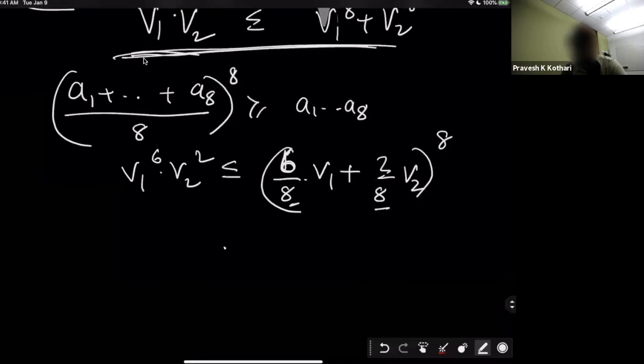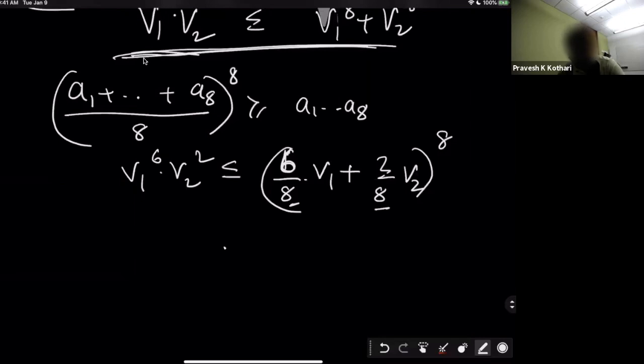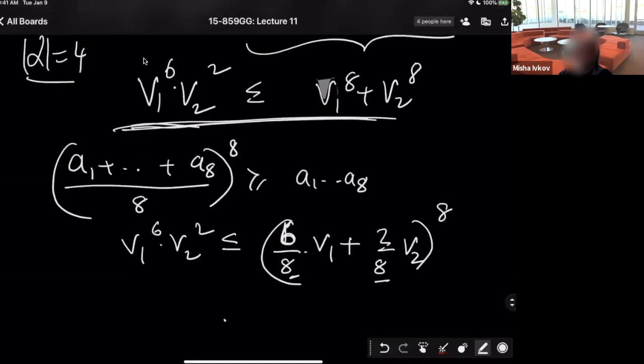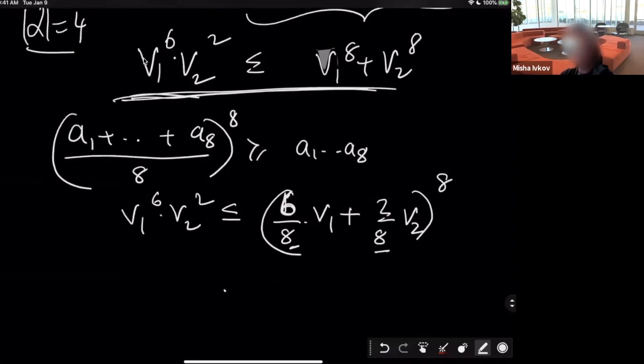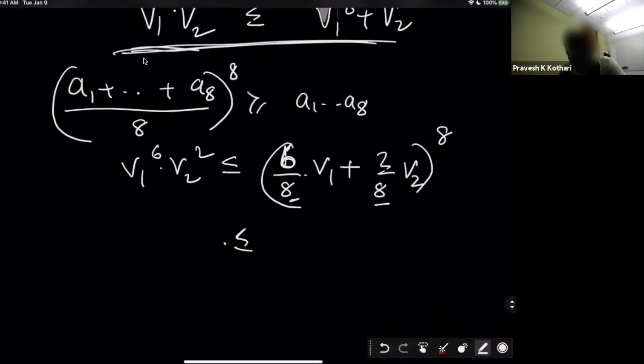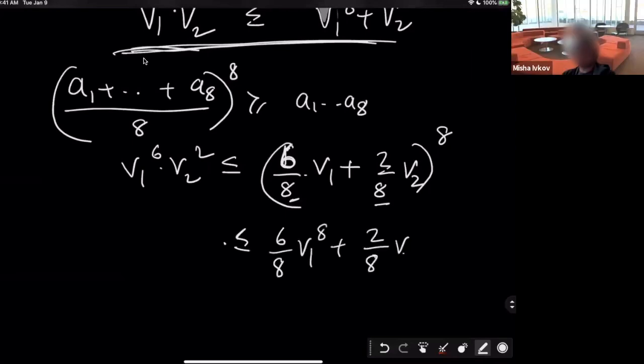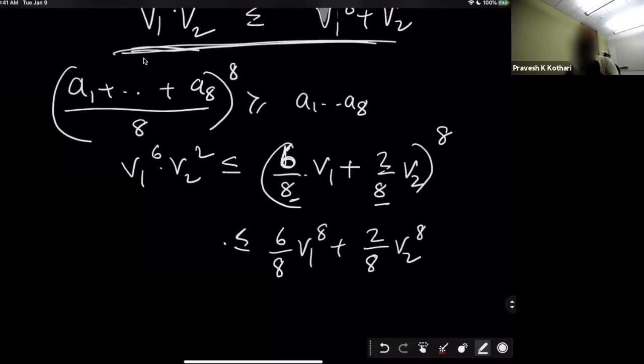Okay, I actually don't see a proof. I just realized that there is an issue. I think you can get 6/8 v1 to the 8th plus 2/8 v2 to the 8th. You're saying this is true? I think that one might be true. Okay, looks true to me. Yeah, actually, it kind of looks true to me.